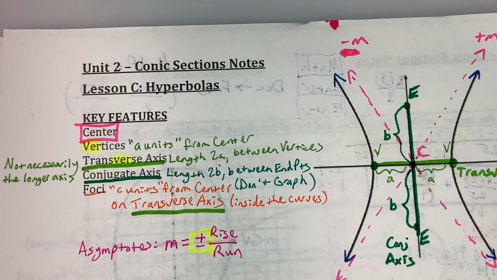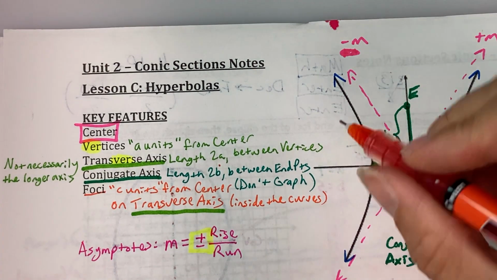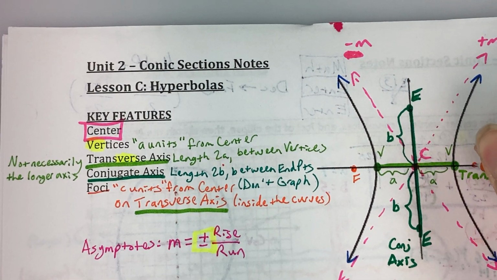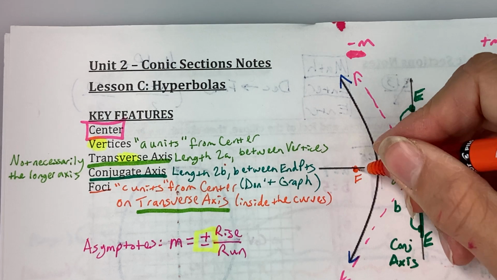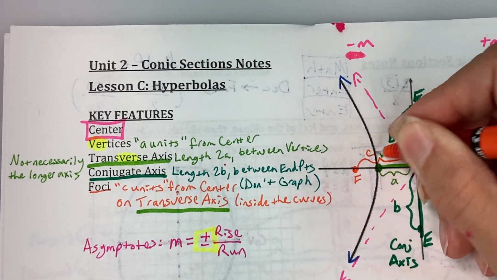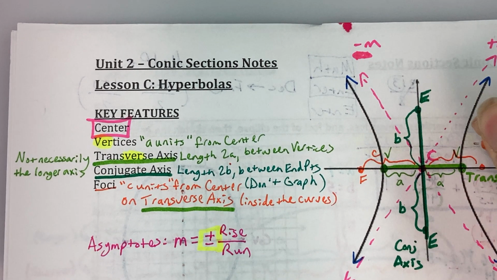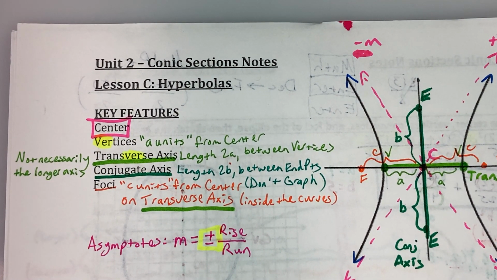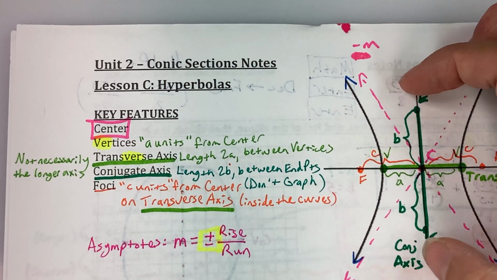Ooh, and let's go ahead and draw our foci on this diagram as well. It's starting to get a little messy, but our foci would be here-ish. And those would be C units away from our center. So we've kind of got a messy little diagram here. There's kind of a lot going on. Something that I want you to take note of is the conjugate axis.